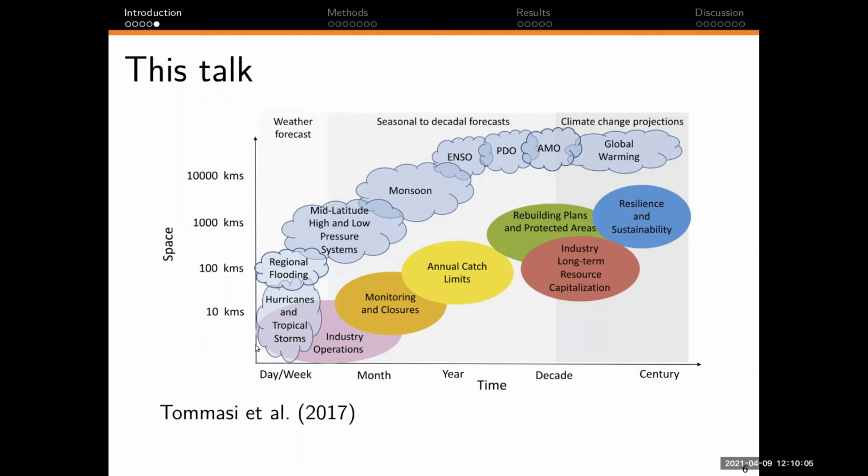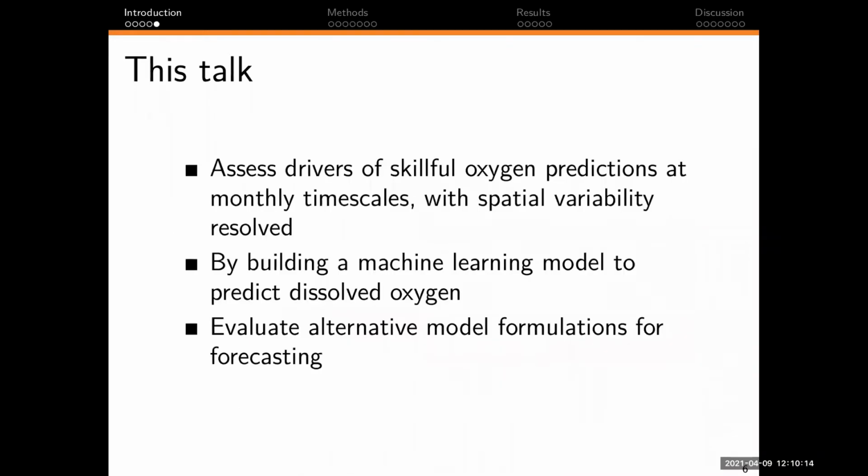So the original goal of this study was to see if we could use a machine learning type model to predict the summer hypoxia in the Bay. It didn't work out quite as well as I hoped, but there are still some things we learned from the study, and that's what I'll present here.